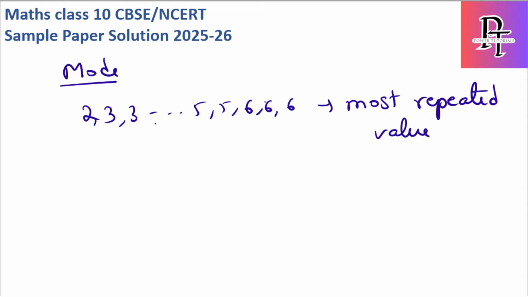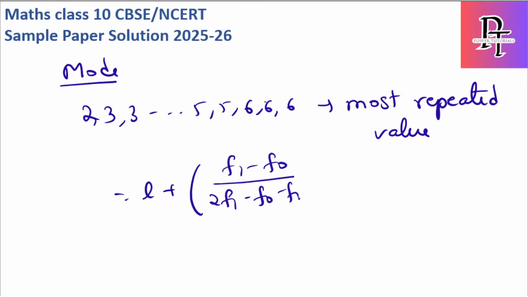Whereas for a discrete table, we have the formula: mode is L plus (F1 minus F0) by (2F1 minus F0 minus F2) into H. For mode there is no need for cumulative frequency; only for median is cumulative frequency important. As I told you, the most repeated or highest frequency value is the mode, whereas for median it is the mid value.